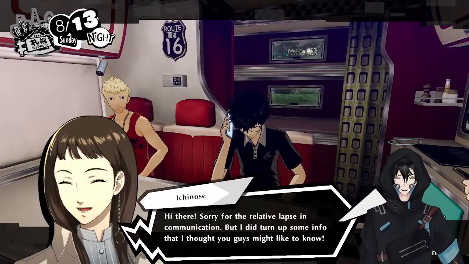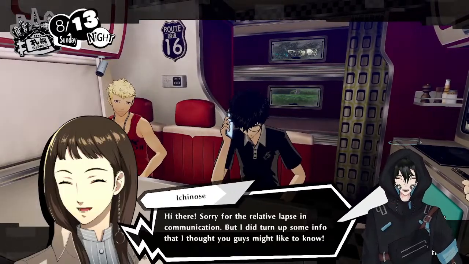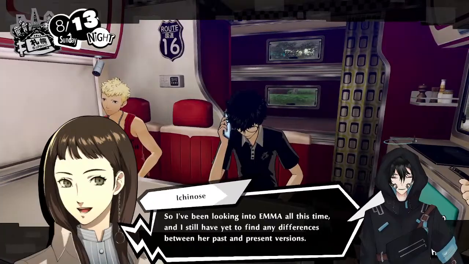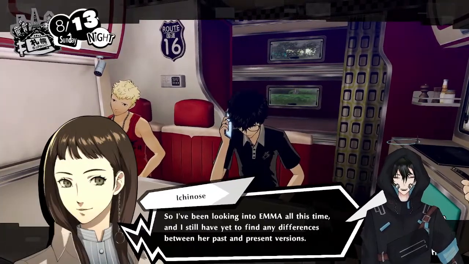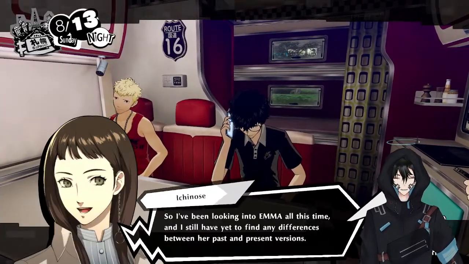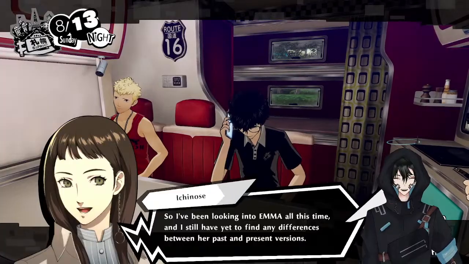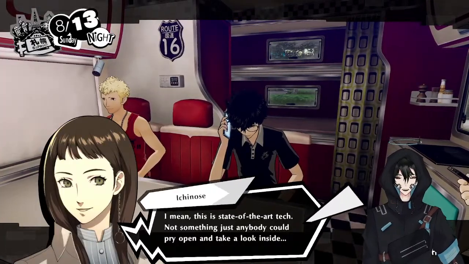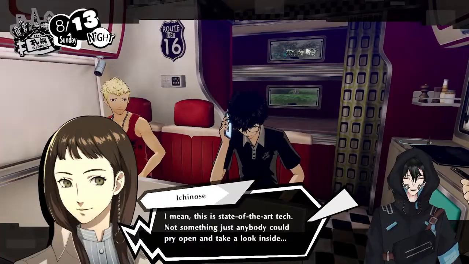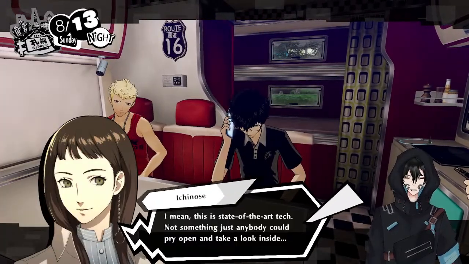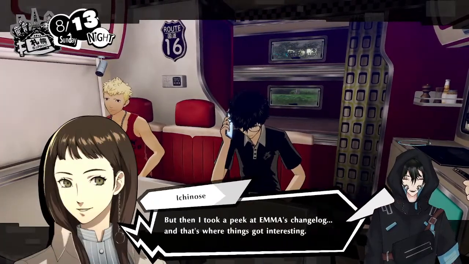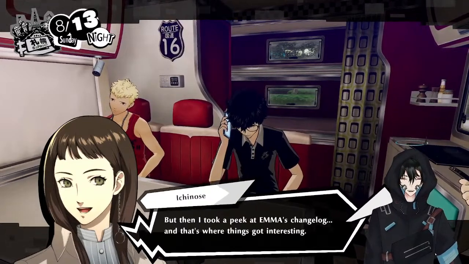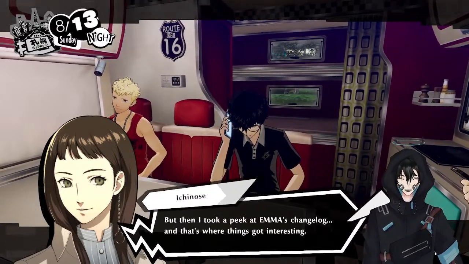Hi there. Sorry for the relative lapse in communication, but I did turn up some info that I thought you guys might like to know. I've been looking into Emma all this time, and I still have yet to find any differences between her past and present version. This is state-of-the-art tech, not something just anybody could pry open and take a look inside, you know? But then, I took a peek at Emma's chain. That's where things got interesting.